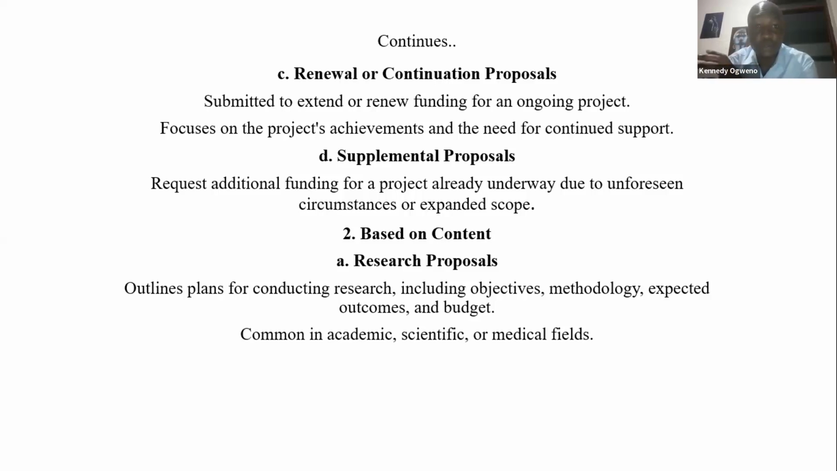Then supplemental proposal. Now, this requests additional funding for a project already underway due to unforeseen circumstances or expanded scope.